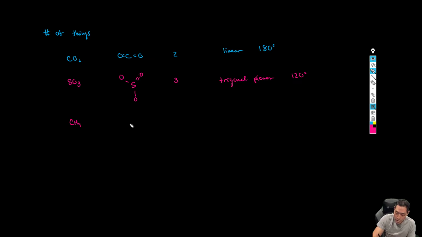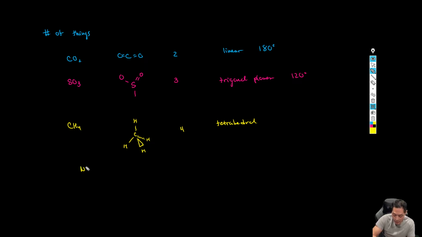The one with 4 things, CH4. So it looks like this. C, H, H. You have 4 things. Oh, I should have done a different color. Four things. So you have 4 things, so this is going to be a tetrahedral. Okay. Then you have 2 special cases.